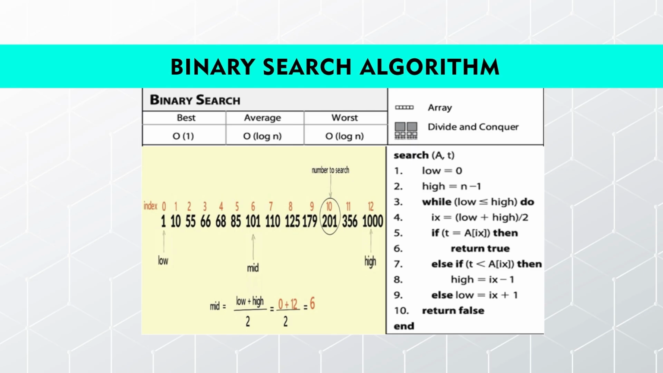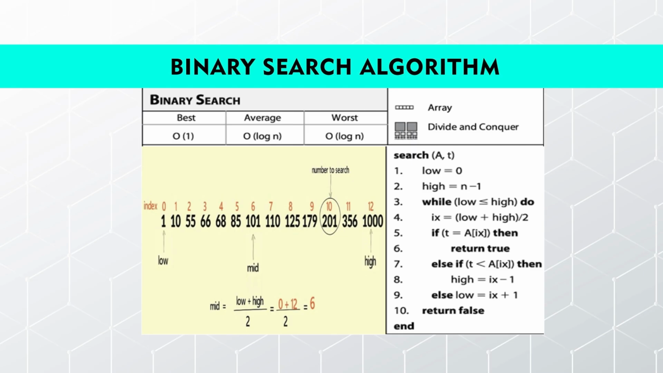So if t is less than A[Ix], t is 201, which is not less than 101, so we need not execute this condition. We need to execute the other condition because t is greater than A[Ix]. So low is equal to Ix plus 1. What is Ix? Ix is position 6. So the new low will be 6 plus 1, that is 7. And it will again move up.